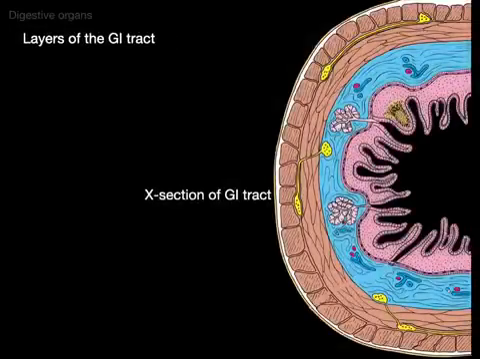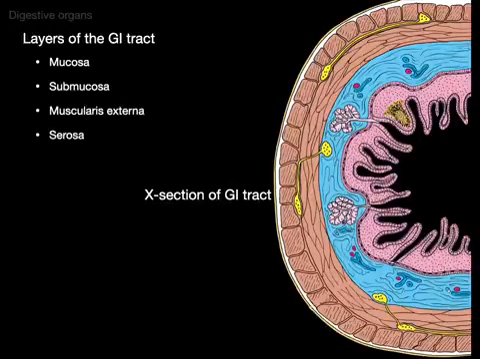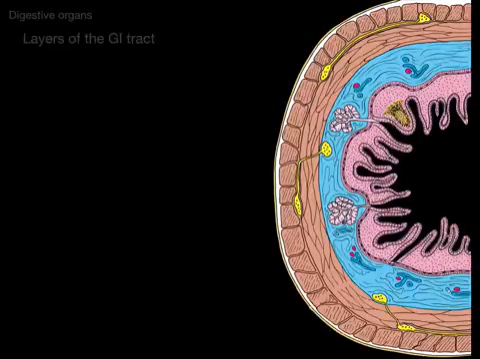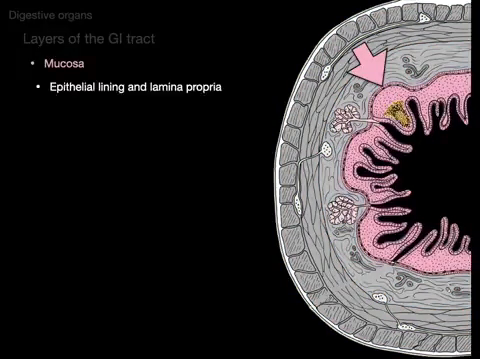And so that's a nice transition to a little tangent that we're going to talk about: the layers of the GI tract. Here's a cross-section of the GI tract, and there's 4 layers that we're going to go over. The first, mucosa; second, submucosa; third, muscularis externa; and finally, the serosa. Let's start with the mucosa there in pink. The mucosa is lined with epithelium. That's the part that's lining the lumen.